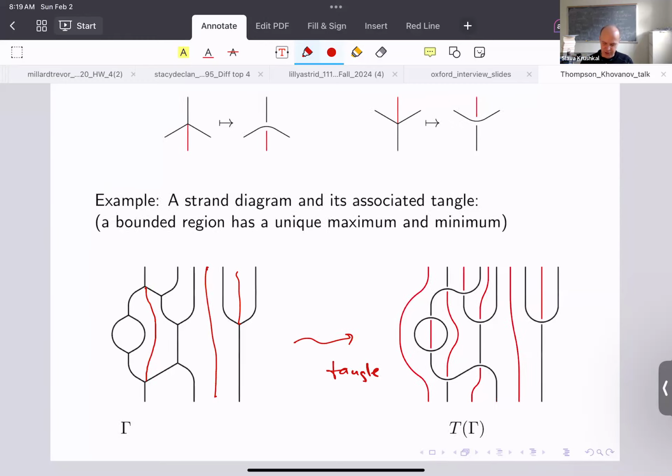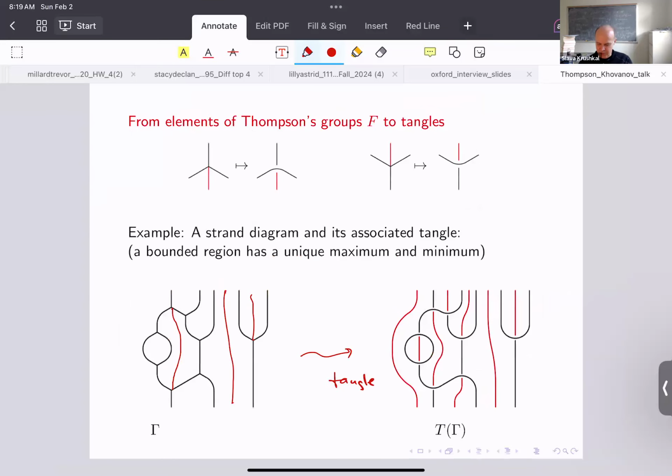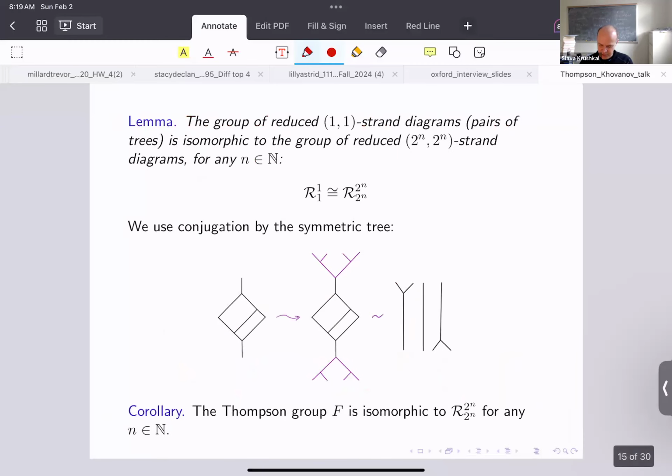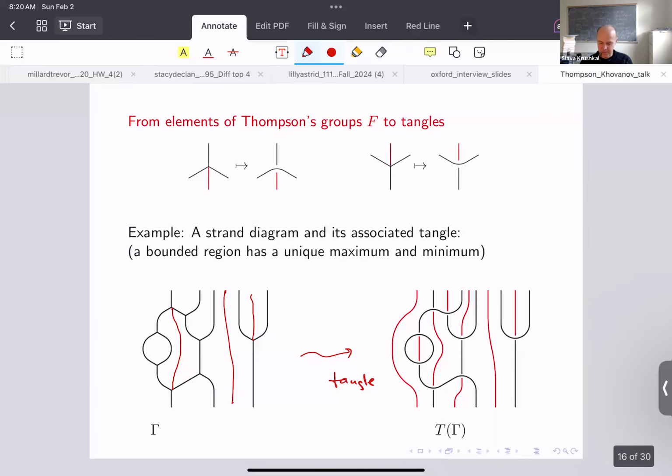So this is a generalization of the Jones construction, where he started with an element of the Thompson group and constructed a closed link in 3-space. And we can start with an element of the Thompson group F and end up with a tangle where the number of endpoints on the tangle corresponds to the n, which, as on the previous screen, we choose any n we want, and then we work with strand diagrams with 2 to the n points on the top and the bottom, and then we construct this tangle.